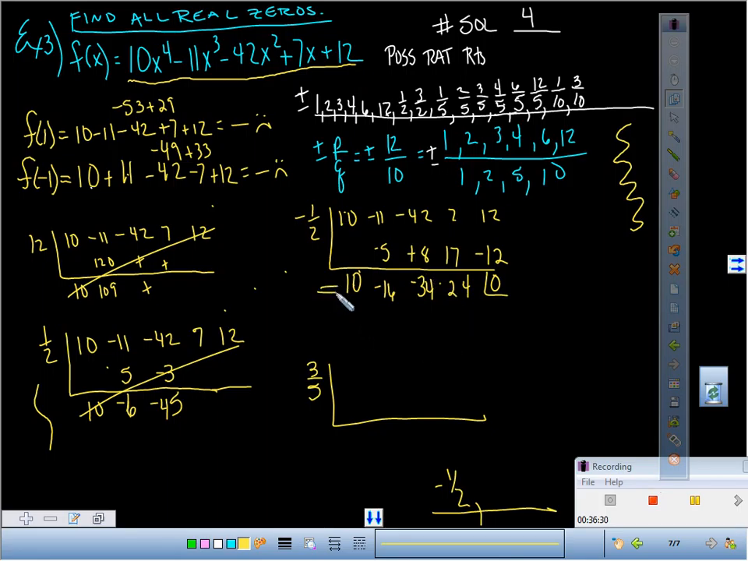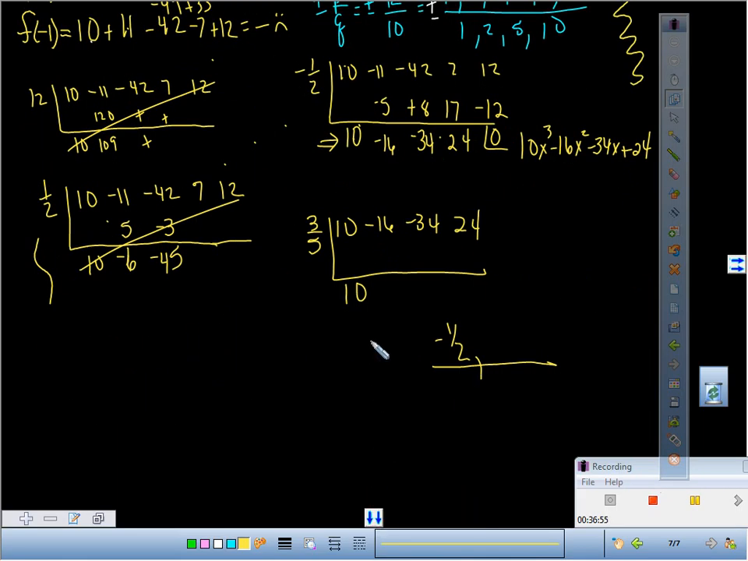So use these numbers right here, guys, okay? That's my third degree. That is 10x to the third minus 16x squared minus 34x plus 24. Okay? So use those. 10, negative 16, negative 34, and 24. Now, remember how to do these, okay? You divide by the bottom number, multiply by the top number. How many times does 5 go into 10? I'm going to write that 5 better. How many times does 5 go into 10? What's 2 times 3? So that's what goes here.